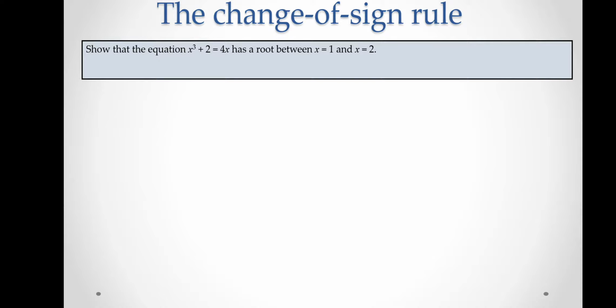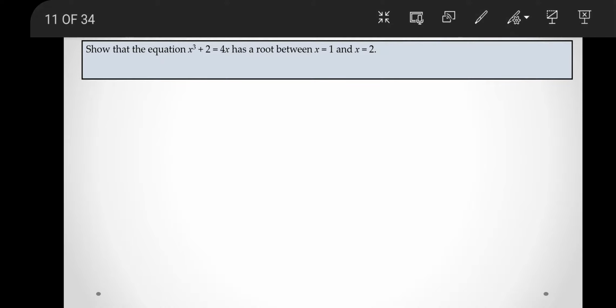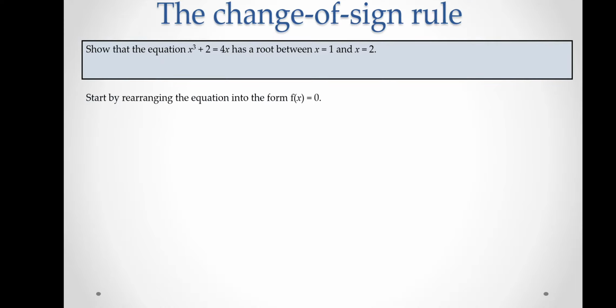Show that the equation x cube plus 2 equals 4x has a root between x equals 1 and x equals 2. What you have to do is first rearrange the equation as f(x) equals 0. I am going to take each term to the left hand side. Then you can rearrange the equation as x cube minus 4x plus 2 equals 0. You can take that expression as f(x).